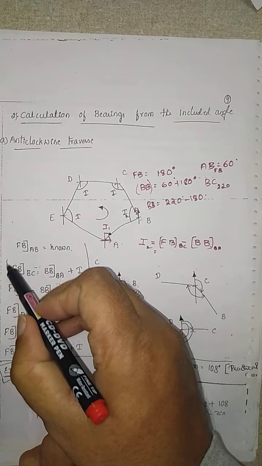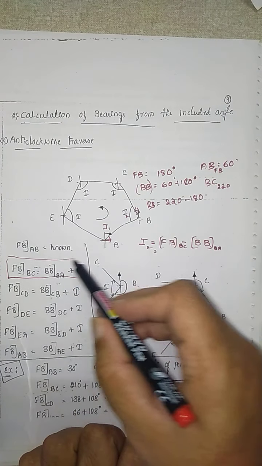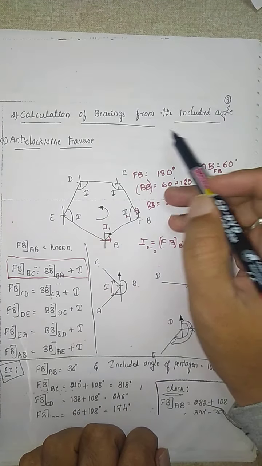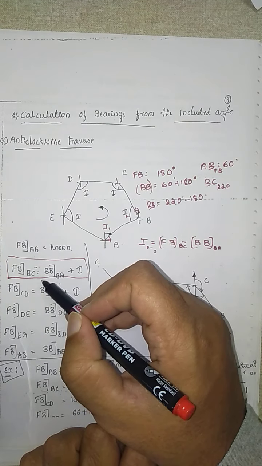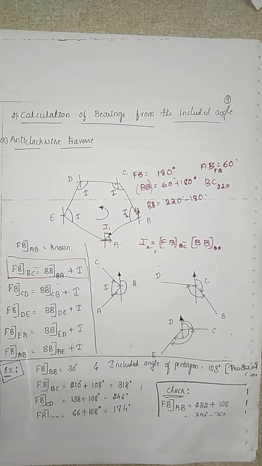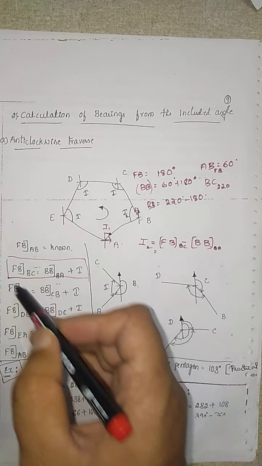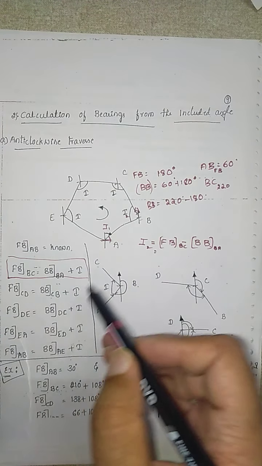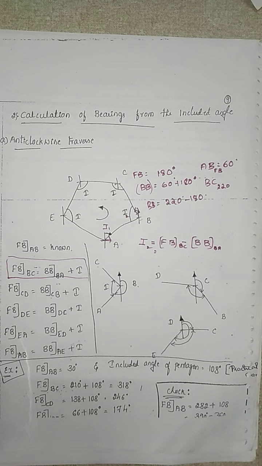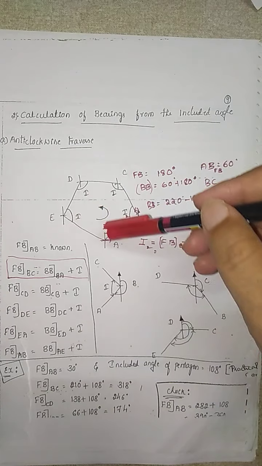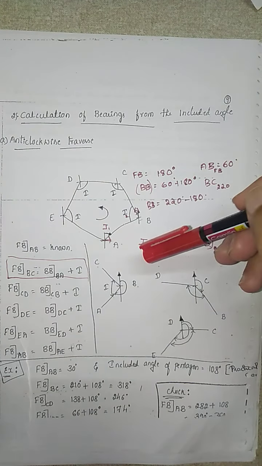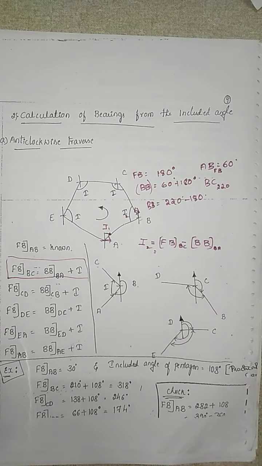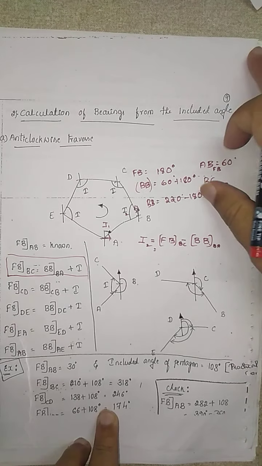So in order to determine the bearing from the included angle, you need to remember this particular formula: the forebearing is equal to the back bearing plus the included angle. You need to remember this formula if the traverse is given in the anti-clockwise direction. Anti-clockwise direction A, B, C, D: it moves from A to B in an anti-clockwise direction, so we call it a traverse in an anti-clockwise direction.